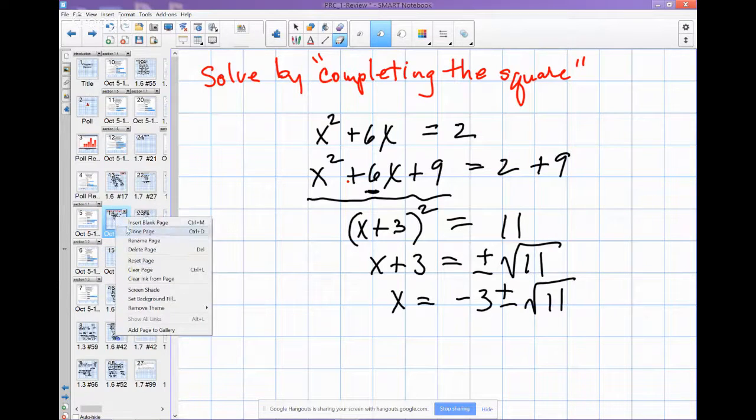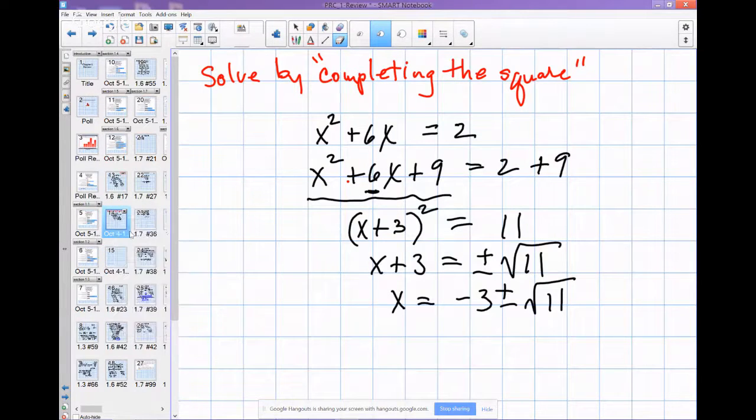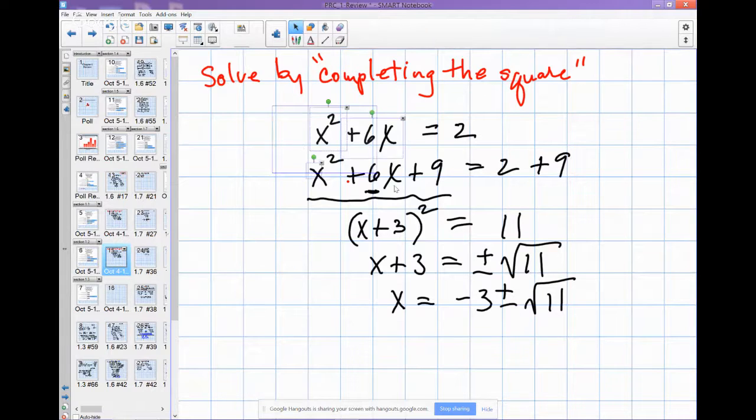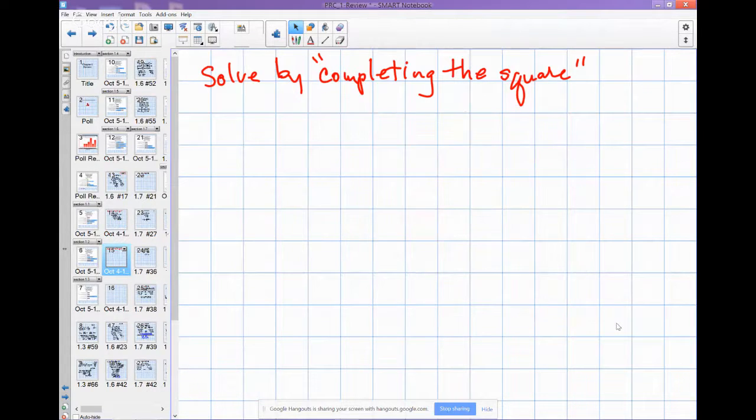And I'm going to just clone this page. Save myself a little bit of time, and then I'm going to delete all this, and I'm going to say solve by completing the square, but this time do it on this equation.